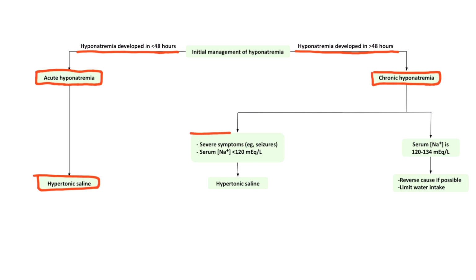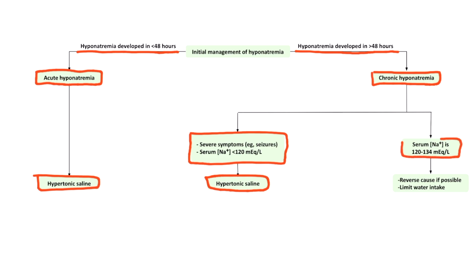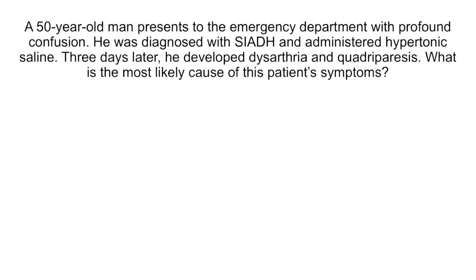severity of symptoms as well as the serum sodium level. For severe symptoms, such as seizures, or if the serum sodium is lower than 120, then hypertonic saline should be administered. However, if the serum sodium is between 120 and 134, identifying the cause and reversing it should be considered, as well as limiting water intake.